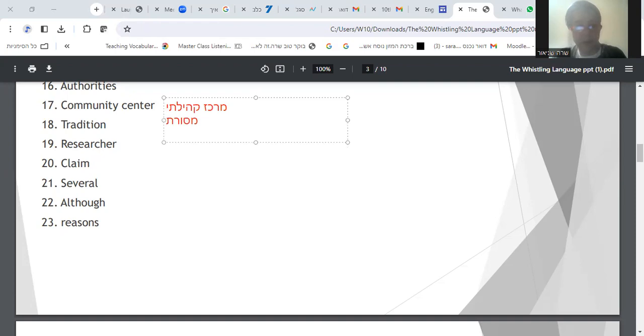Okay. The next word we have is researcher. Research is מחקר. Okay? But researcher is the person who does it. So we have an ER. Now the ER is very interesting. I always mention it to my students, that ER has a few different meanings, a few ways to use it. In our case, I would call it an ending of professions.